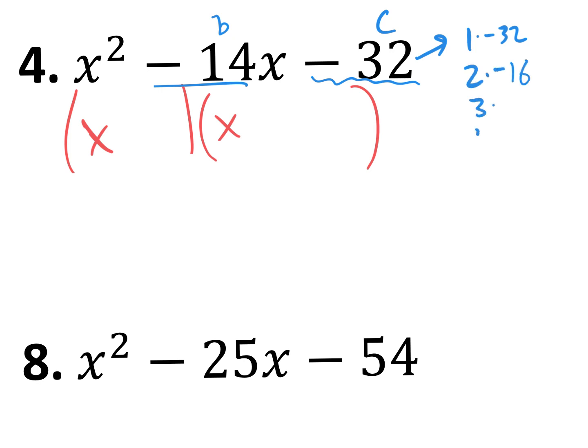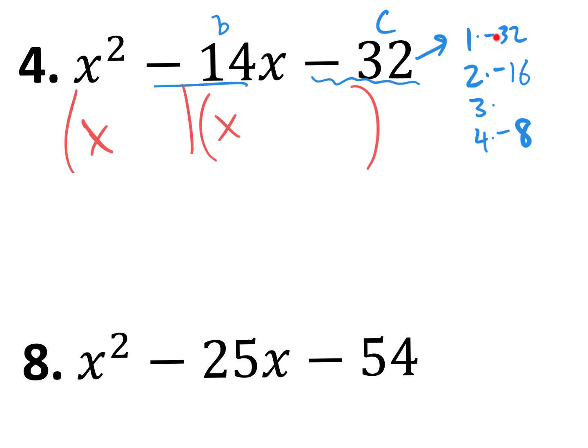How about 3? 3 doesn't work. How about 4? 4 times negative 8, right? 5 doesn't work. 6 doesn't work. 7 doesn't work. Once you get to 8, 8 times 4 is already represented right here, 4 times negative 8. Okay, so which pair of numbers combines together to give us the middle value, negative 14?